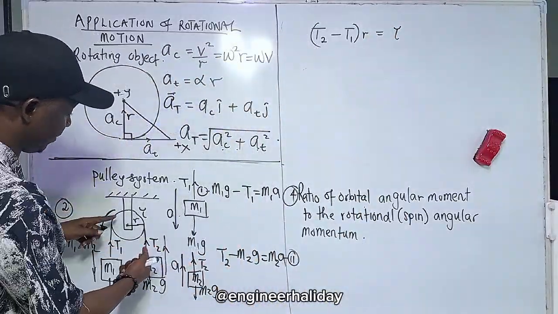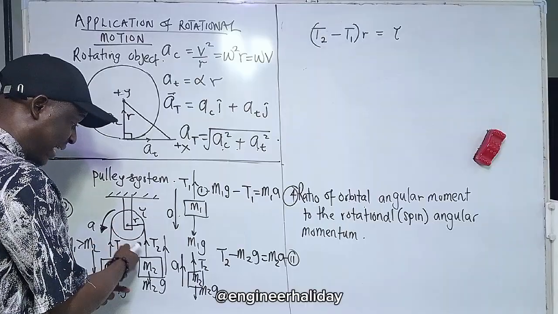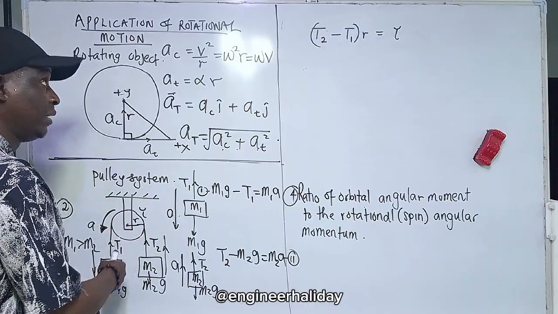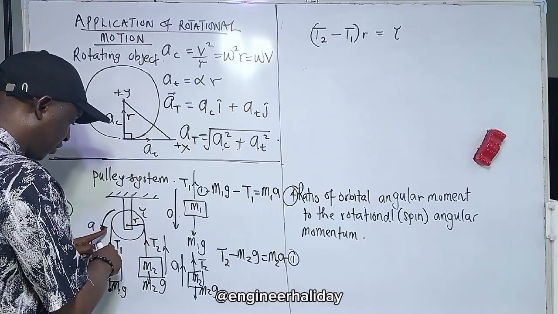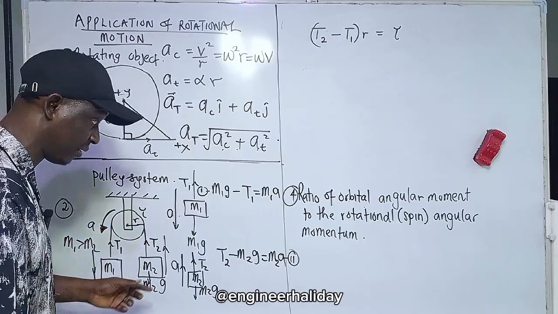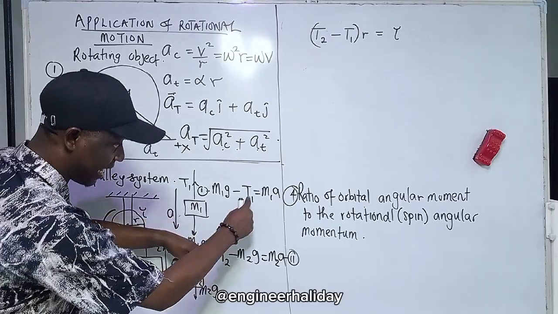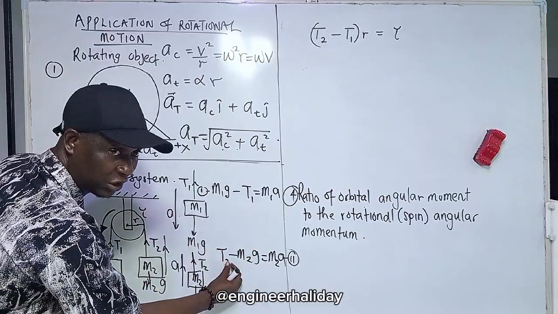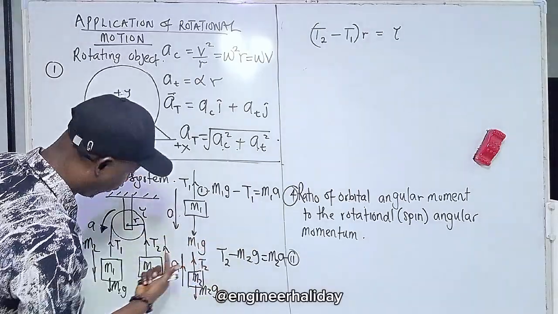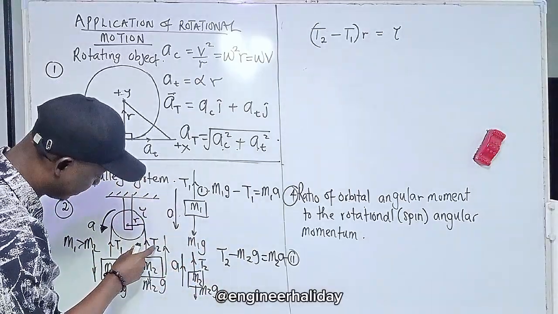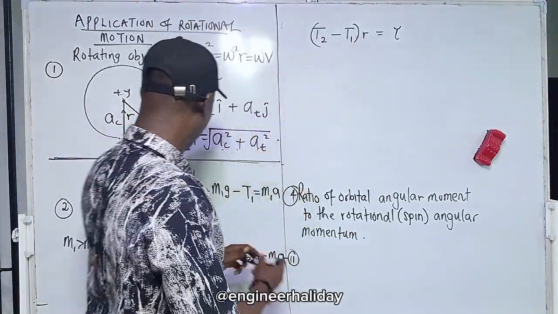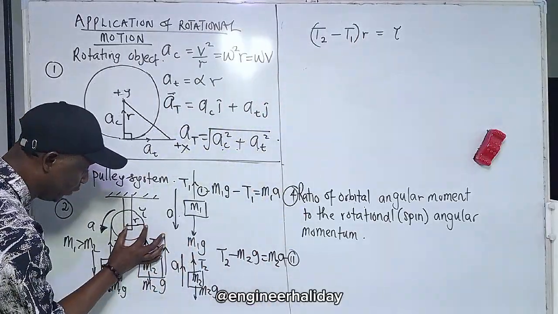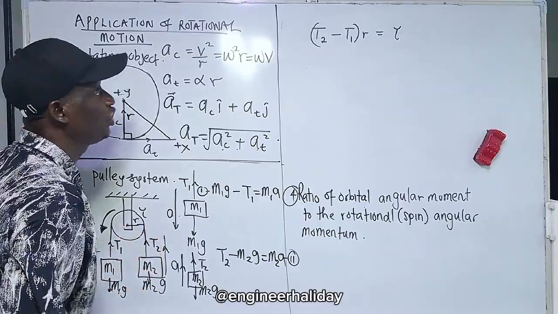T2 minus T1, that means because it's rotating like this now, you understand? We take T2 minus T1, because T2 is greater than T1. You check, this one is higher than this one. For you to move upward, that is the one. So the bigger tension minus smaller tension times the radius of the pulley. This radius will give us tau.